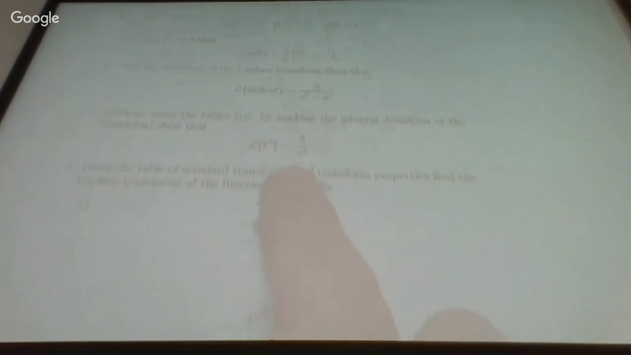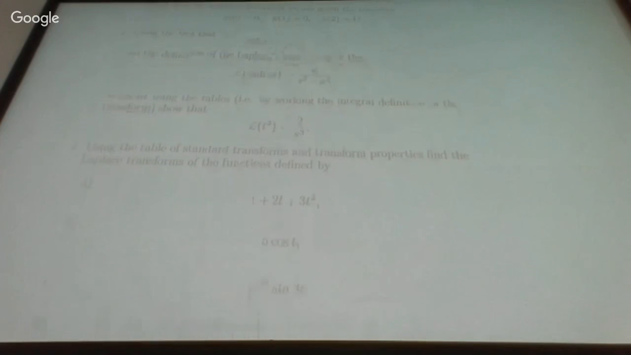Question 3 actually is a first principles one, an exercise in integration by parts. So working directly off the definition, prove that the Laplace transform of t squared is 2 over s cubed. And then questions 4 and 5 are exercises in working with the table and the property of linearity, I guess. Question 4, just finding the transforms of these functions by working with the table and that linearity property. And then question 5 is finding some inverse Laplace transforms.